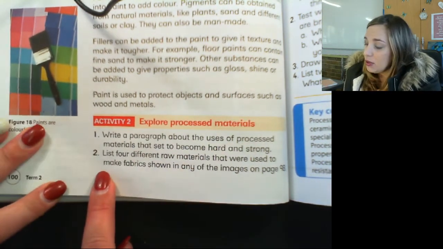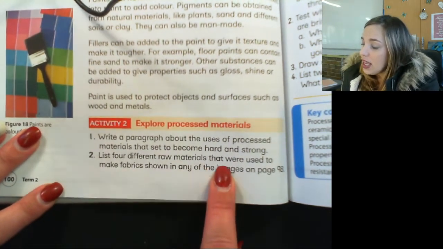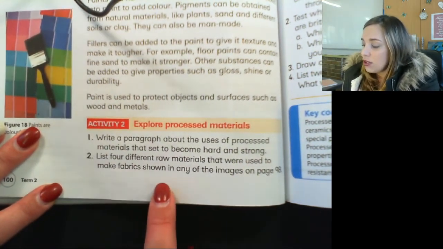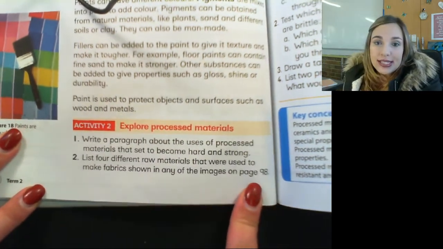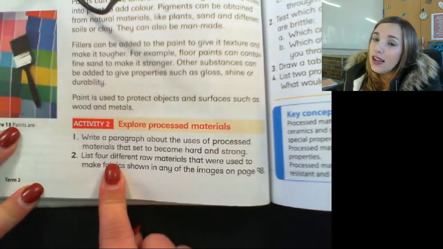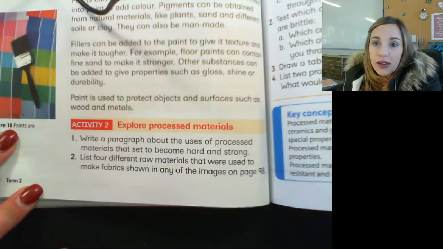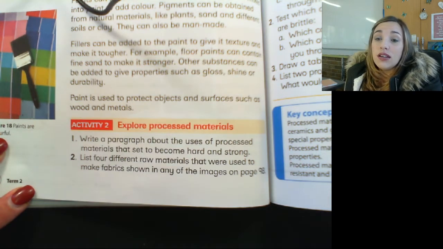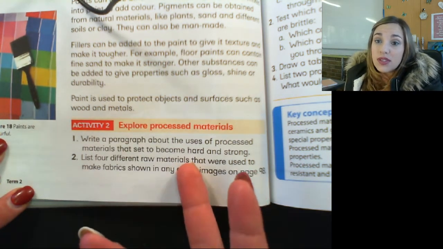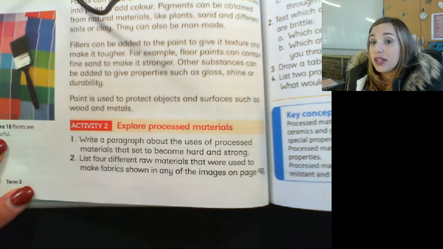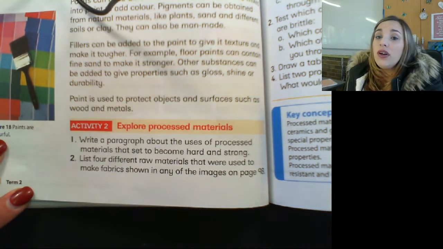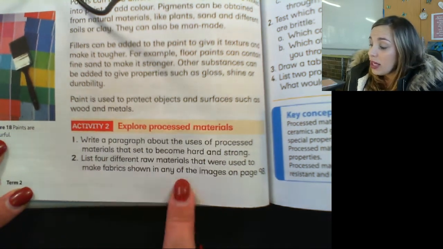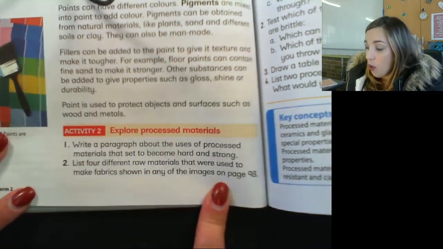Okay. Number 2, list 4 different raw materials that were used to make fabrics shown in any of the images on page 98. Okay. Now here you can perhaps read more and ask your parents about fabric, because we get natural fibers that come from nature. So cotton wool, sheep's wool, the silkworms, okay, they can also make fabric from plants, okay, so there are many raw materials and you need to list 4, okay.